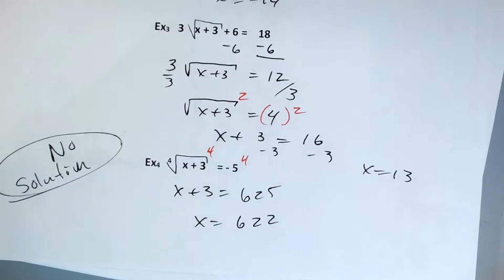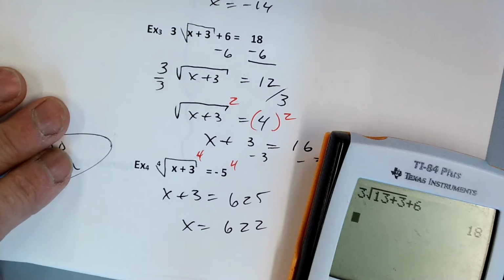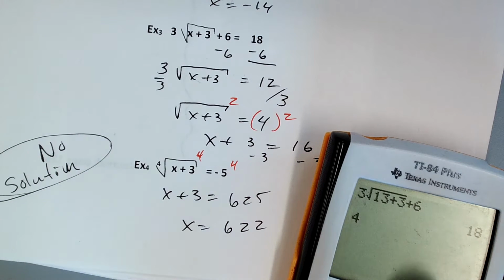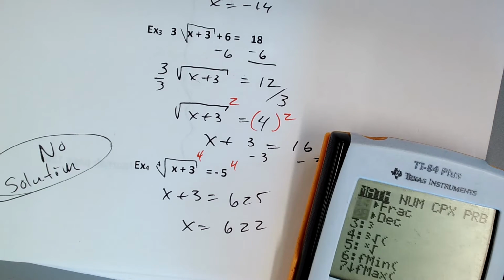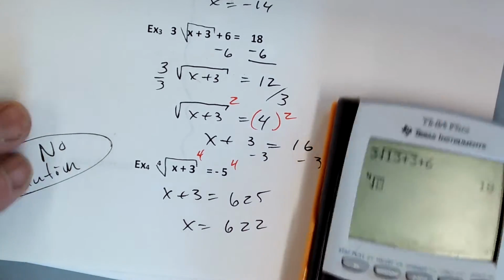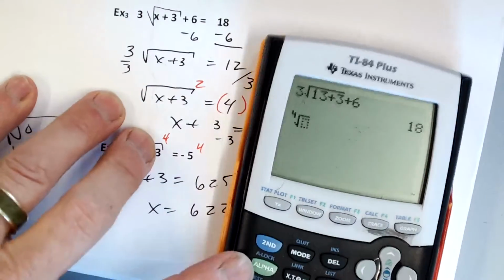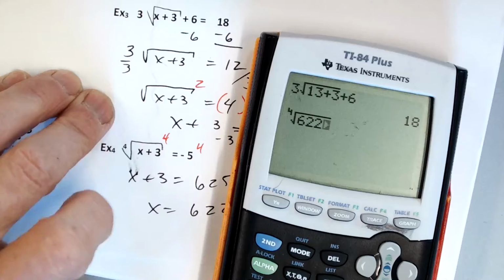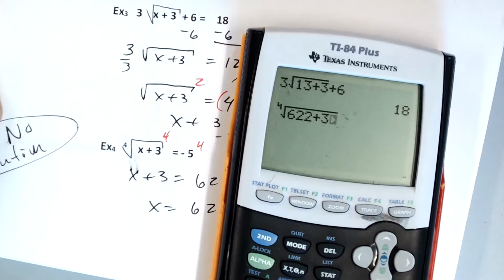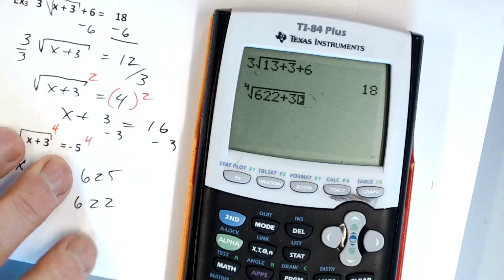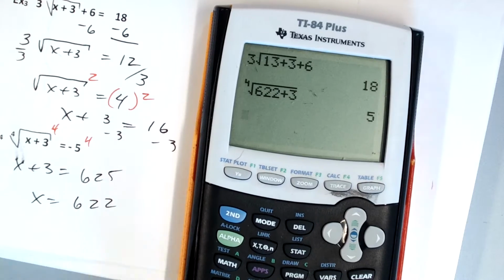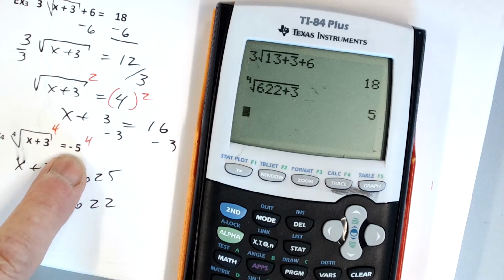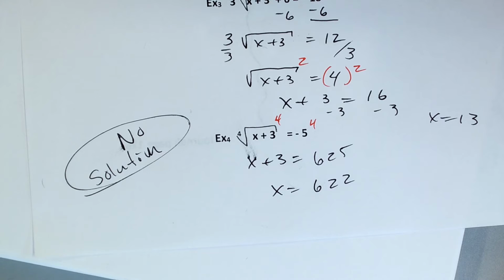622, right? So if I check my answer, I go the 4th root of 622 plus 3. Will I get a negative 5? No. Right? No, I got a 5, not a negative 5. And it can't happen. So what do we put for this answer? No solution. Okay, does that make sense?